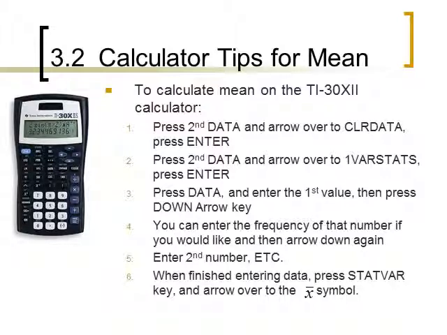Once you press Stat Var, you will see a bunch of different titles listed, and use your right arrow key and keep pressing the right arrow key until you get to the symbol for mean, X bar. Once you get to that symbol, you'll see a value above it, and that is the mean for the data.